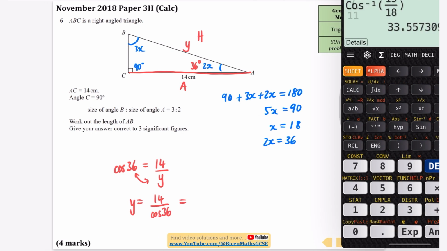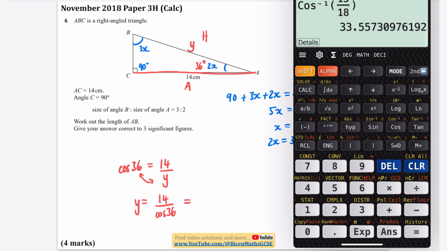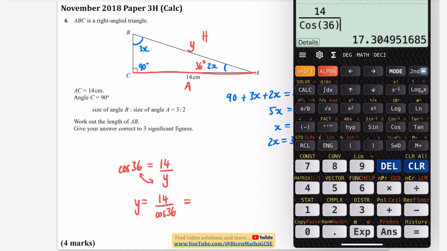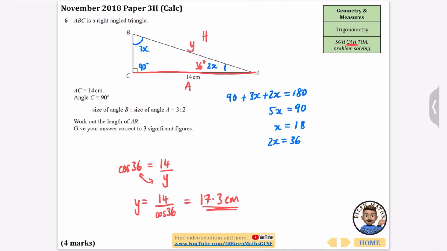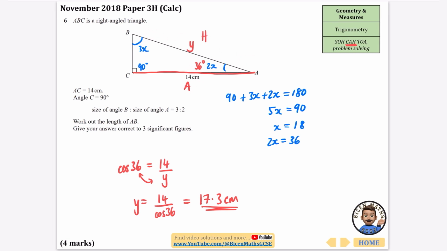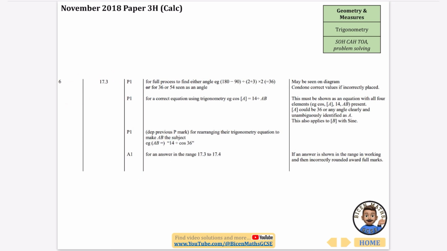I'm just going to type that in and we'll see what we get. So I'm going to do 14 over cos 36. And to three significant figures, that is 17.3 centimetres. And I'm pretty happy with that answer because the hypotenuse is always longer than the other sides. And if this one is 14, it's good that I've got an answer that's longer than it. Yep, there is the 17.3, and if you want to pause this, you can always look at the mark schemes as well.